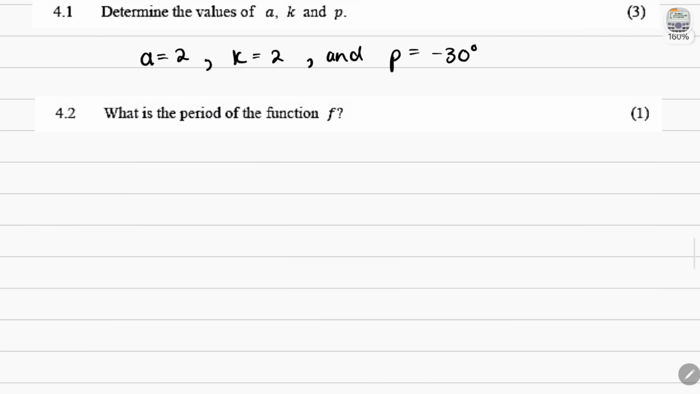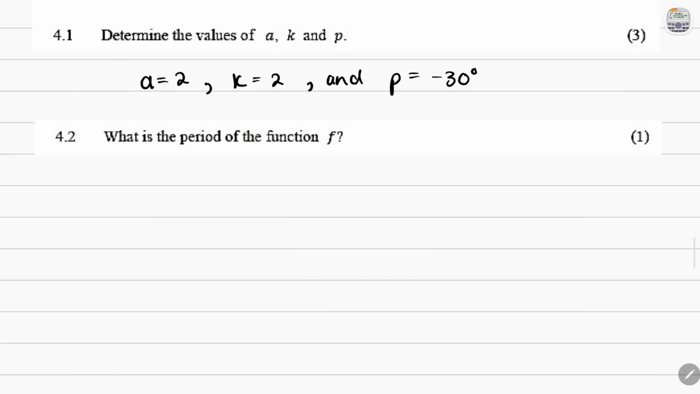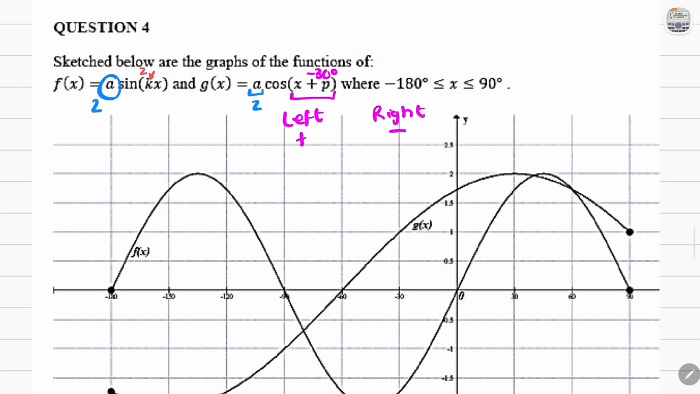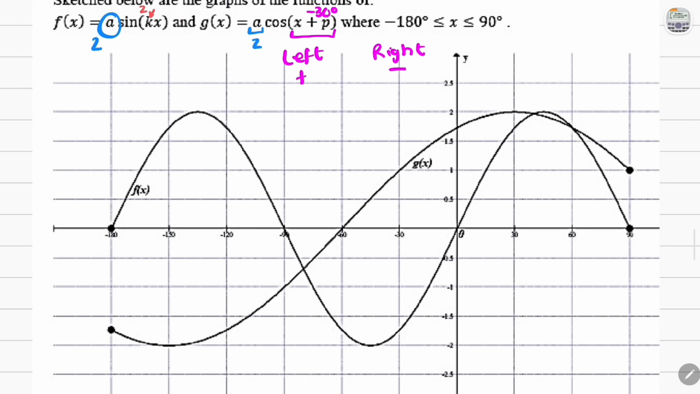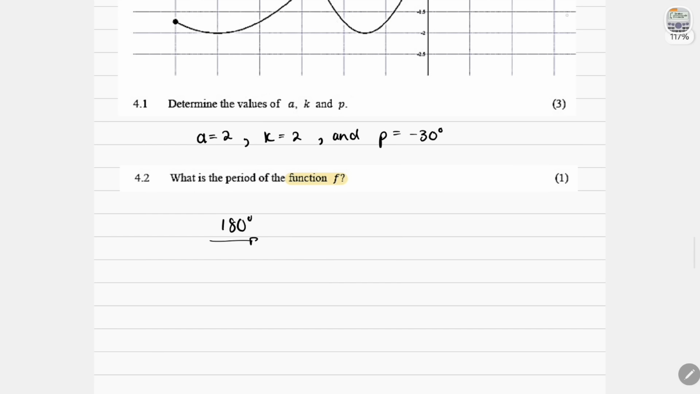Question 4.2 says, what is the period of the function f? You see that these questions are going to be really simple because we've already discussed it when finding these values. So the function f is that sine graph, and you can see that its period, remember, it completes a cycle in 180 degrees. So its period is 180 degrees, and that is our answer. Moving on to the next question.